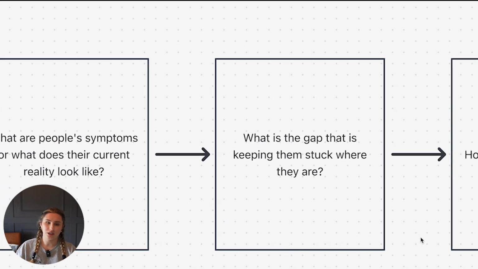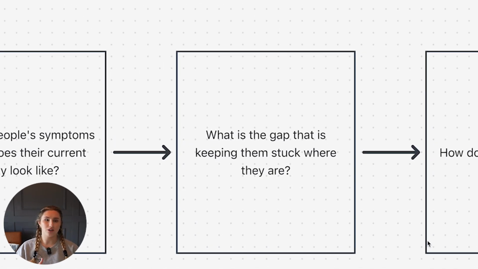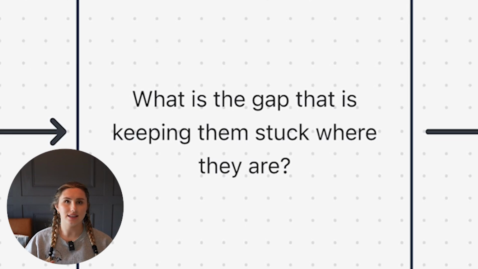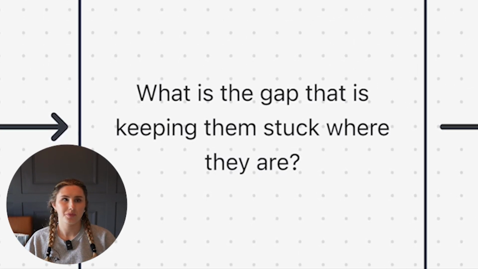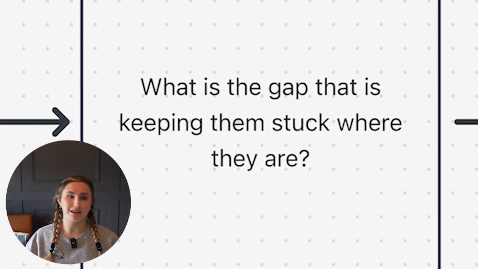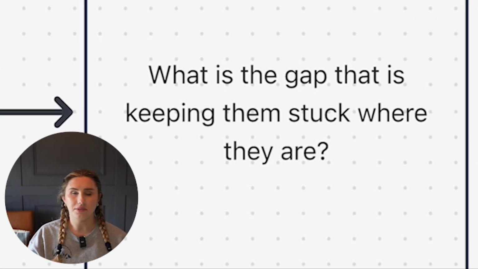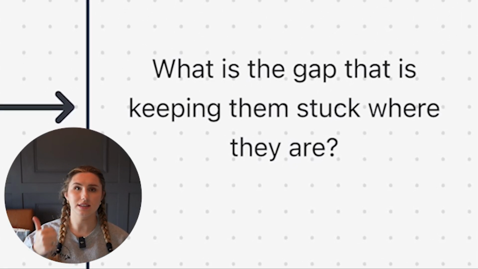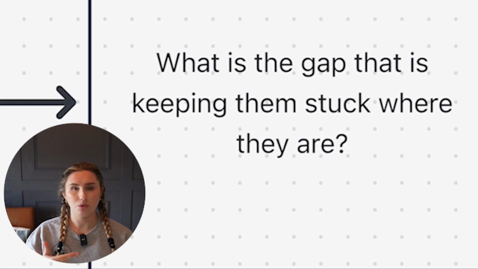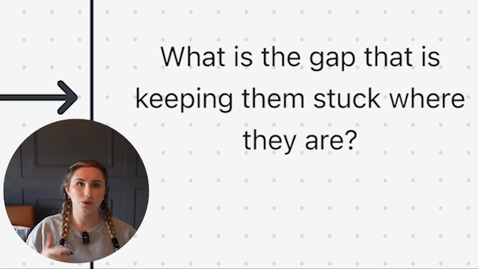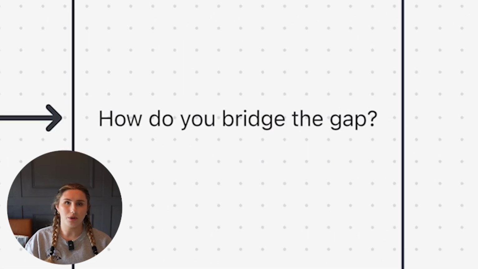The next thing you need to do in your content is help them to understand what the gap is that's keeping them stuck in that current reality and not getting to where that desired outcome is that they want. So you have to help people to understand that through your content. That one, you see them, you can meet them where they're at. Two, you understand where they're trying to get to and what the gap is. And then you're also showcasing how you uniquely fill that gap for them.